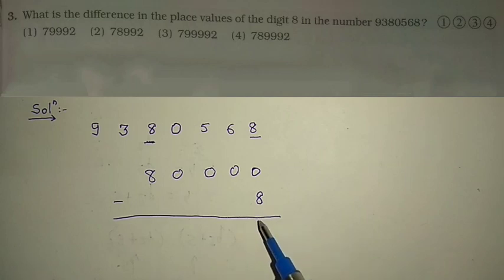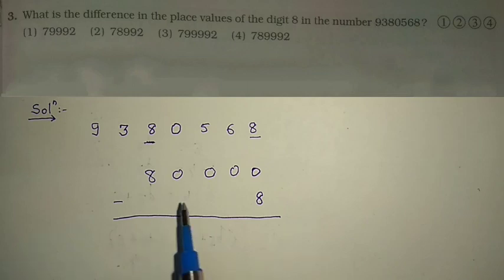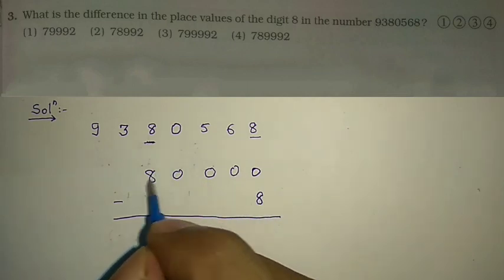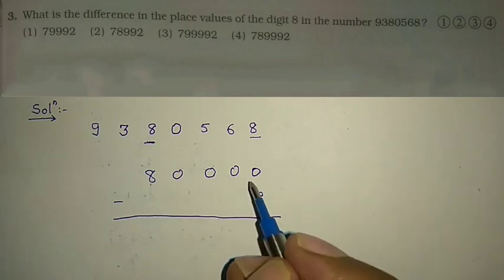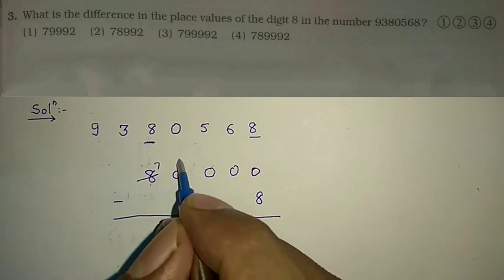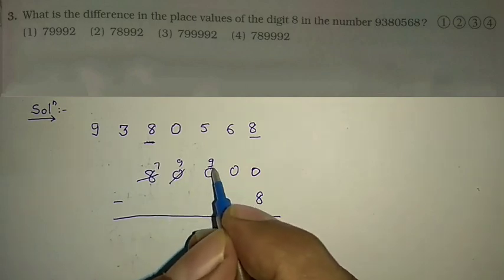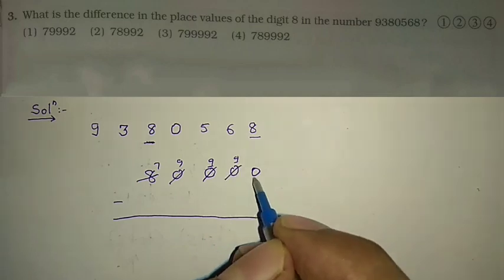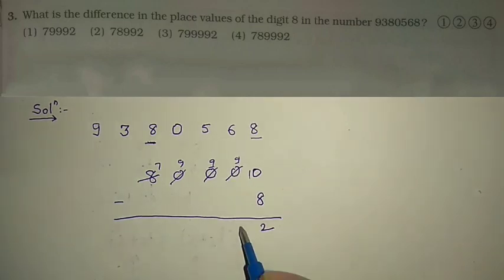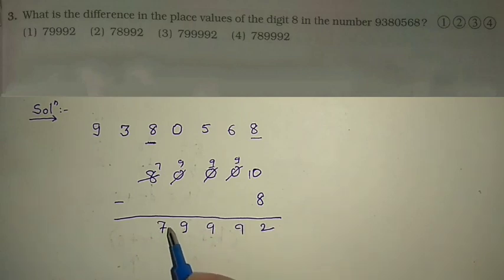I think all scholars are watching this video, so there is no need to explain how subtraction is done. 80,000 minus 8: 0 minus 8 is not possible, so we borrow 1 from this side. This will become 7, 9, 9, 9, and this will become 10. So 10 minus 8 is 2, this 9 as it is, this 9 as it is, this 9 as it is, and this is 7. So our answer is 79,992.